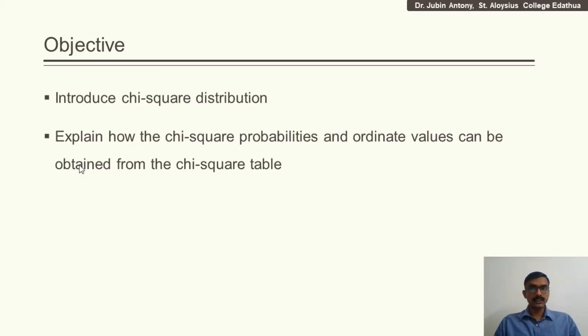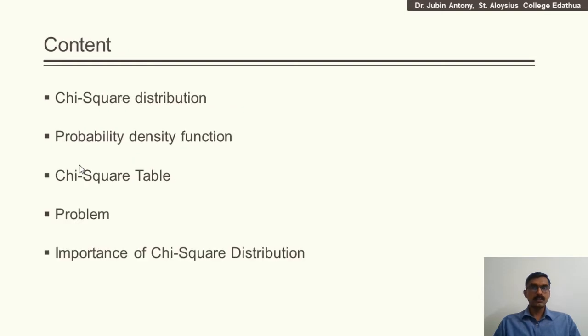The objectives of this video are listed here. This video is structured as follows. First, we define chi-square distribution. Then, the probability density function is given, followed by a detailed discussion on the chi-square table. Then a problem involving chi-square distribution is solved. Finally, we conclude with a short discussion on the importance of chi-square distribution.